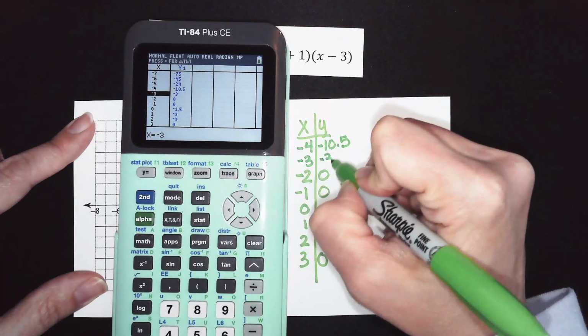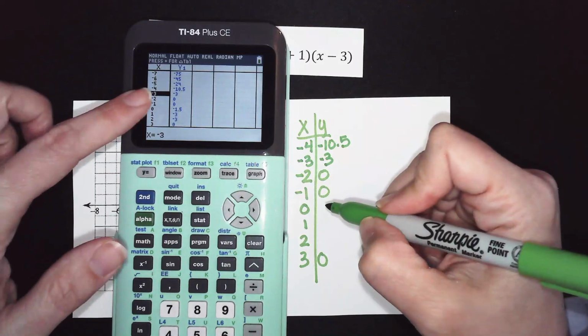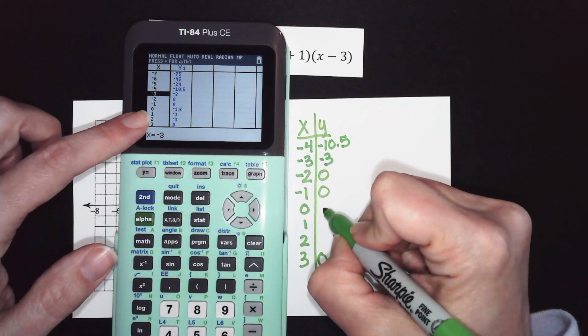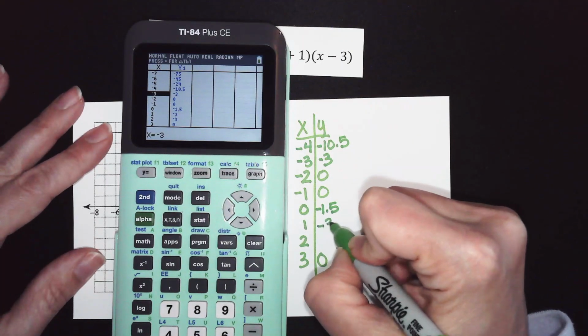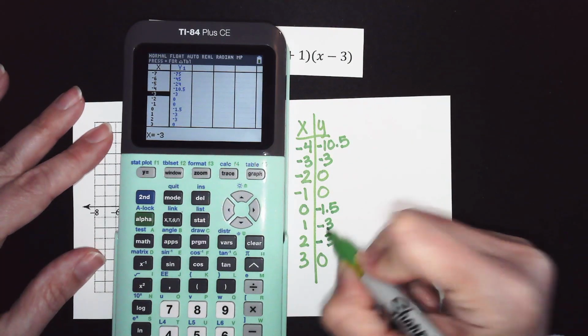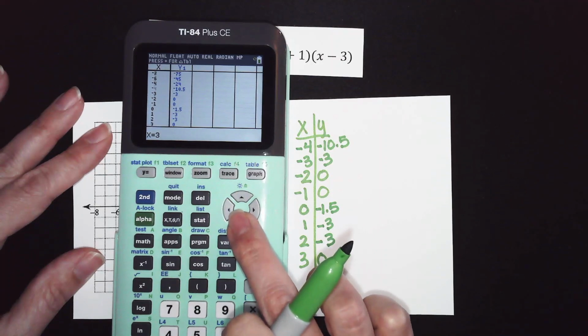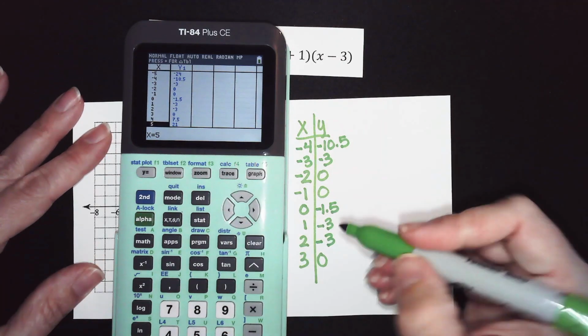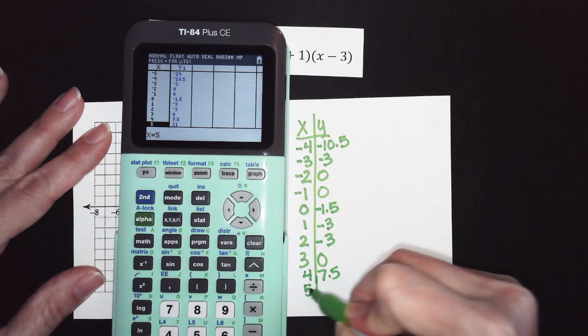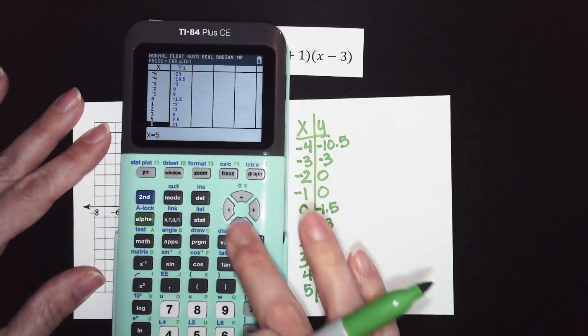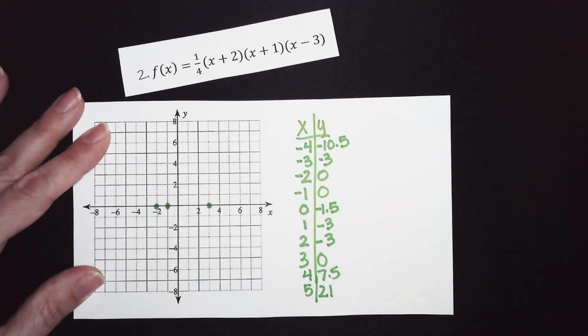-3, I'm at -3. I already have those 2 points, but at 0, I'm at -1.5. At 1, I'm at -3. 2, I'm at -3. And we got to keep going till we're off our graph. So 4, I'm at 7.5. And then 5, I'm at 21, which will be off my graph. And if I keep going, it just keeps going higher or farther off my graph.